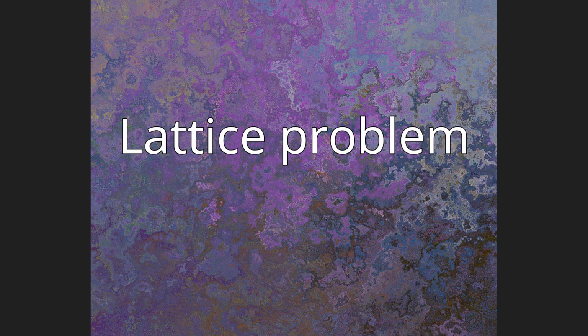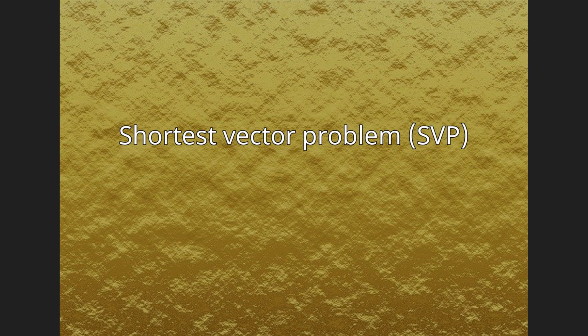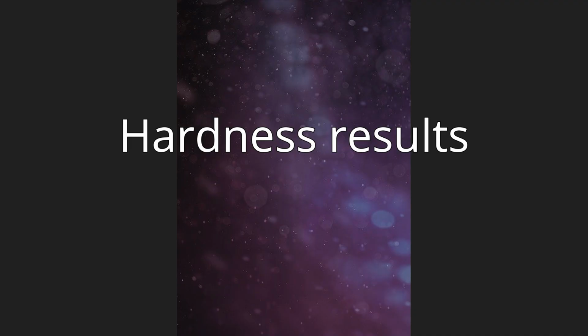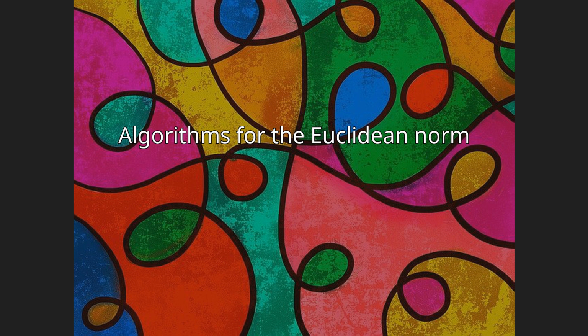Lattice problem. Shortest vector problem, SVP. Hardness results. The exact version of the problem is only known to be NP-hard for randomized reductions. By contrast, the corresponding problem with respect to the uniform norm is known to be NP-hard. Algorithms for the Euclidean norm.